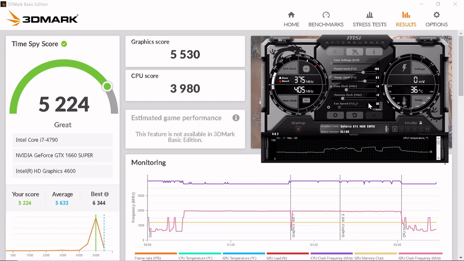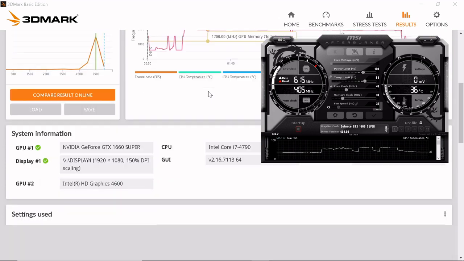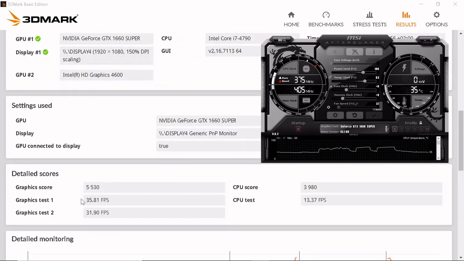Conclusion: with our stock settings for the graphics card, we end up on a 5224 overall score. Graphics score was 5530. CPU score was 3980. Our graphics test 1 ended up on 35.81 frames per second. Our graphics test 2 ended up on 31.9 frames per second.